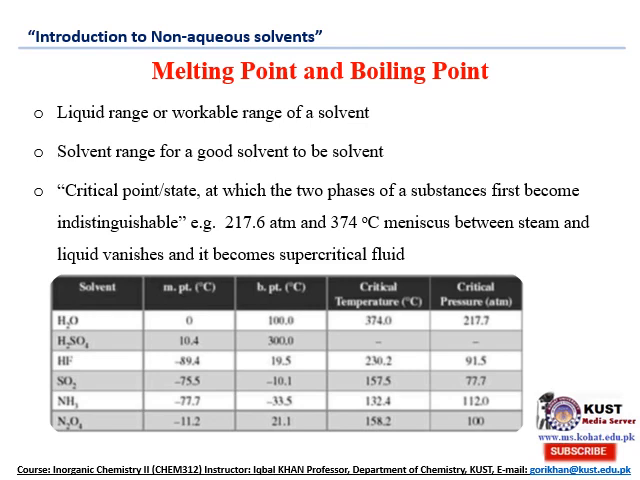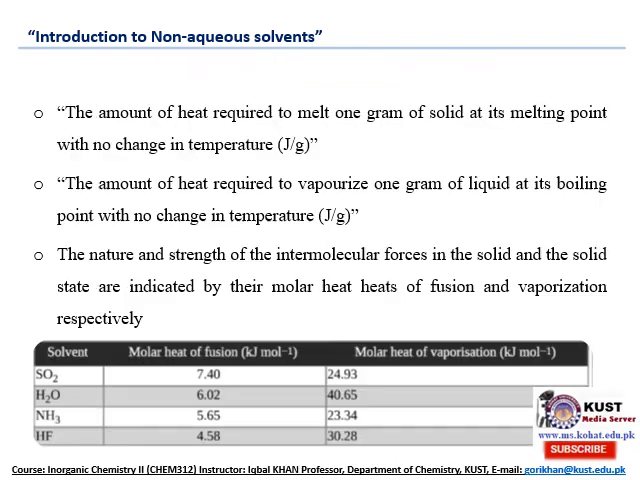For example, in case of water, the melting point is 0 while the boiling point is 100, so it's a sufficient temperature range for making it a very good solvent. Then these things can be understood in terms of critical point, that is the critical temperature and the critical pressure. So these can also give us very interesting indicators about the liquid range of a solvent.